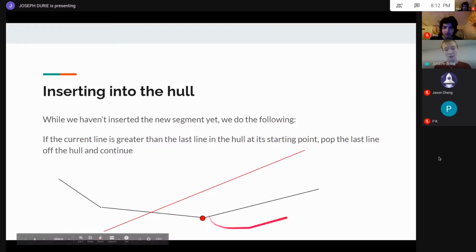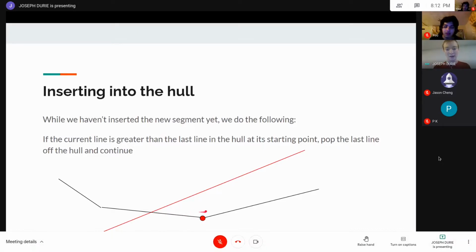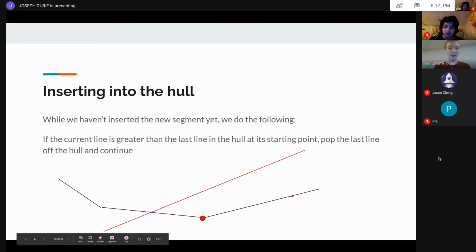And once we've thrown that out, we continue again, because we're not sure what we should do with this line now. Or we're not sure if maybe we made the hull empty and we have to do the first case. But yeah, so in this case, we just take the last line off and we continue.